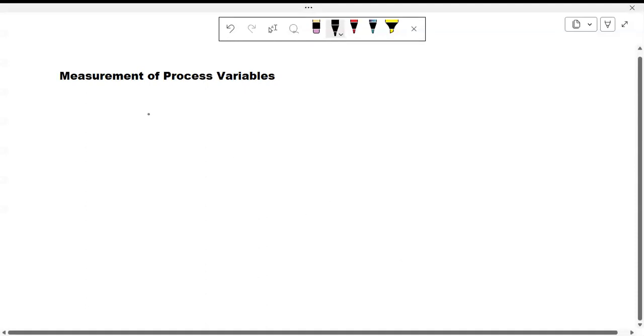Hello everyone. Today we are going to talk about measurement of process variables in the context of chemical process control. Now, we are well aware that any chemical plant consists of several processing units, and the overall objective is to convert the raw materials into useful products by consuming the energy in the most economical manner.